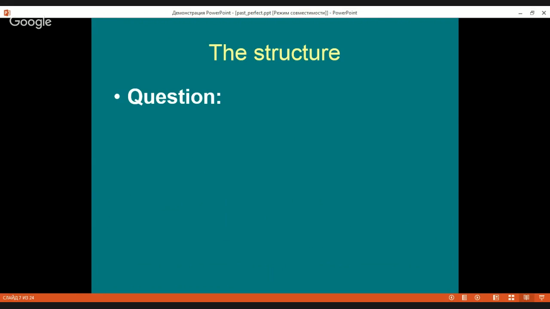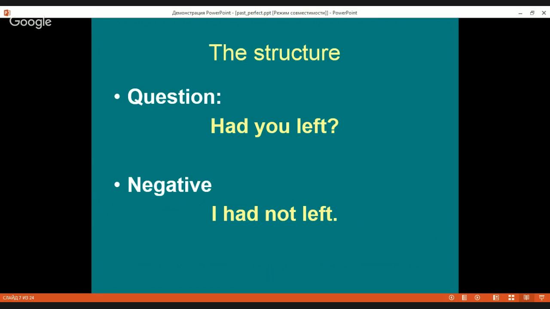The structure of the question is the usual. The auxiliary verb had goes in front. Had you left? And the negative sentence. I had not left, or a contracted form, a short form. I hadn't left. Apostrophe T.